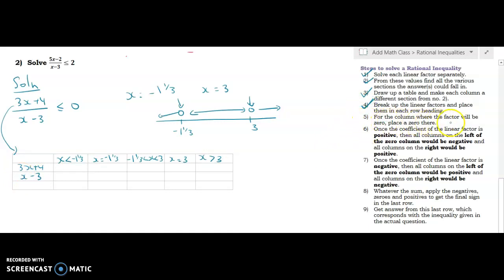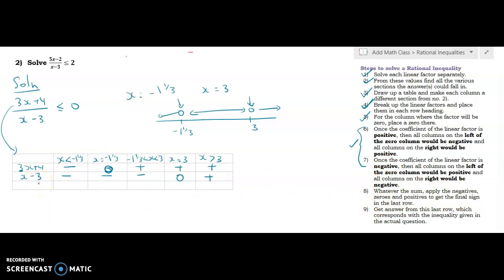Now step 5, for each column where the factor will be 0, place a 0 there. So I think we know what to do here. Where x is equal to minus 1 and a third, I'll put the 0 here. Where x is equal to 3, I'll put the 0 here. Now the coefficient of this factor is positive, so I put negative, positive, positive, positive. This one is positive again, so I put negative, negative, negative, and then positive because of these two rules here, right? So we've done this and we've done this as well. Now they said whatever your sum is, apply the negatives and so on.